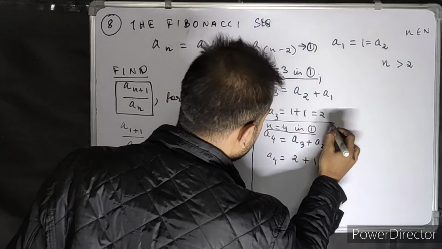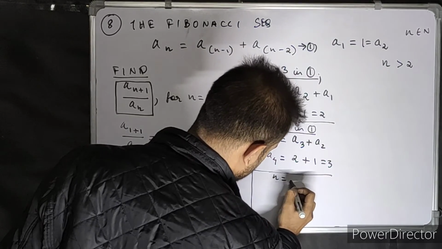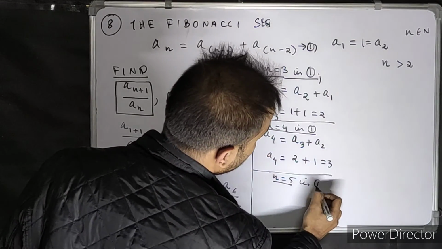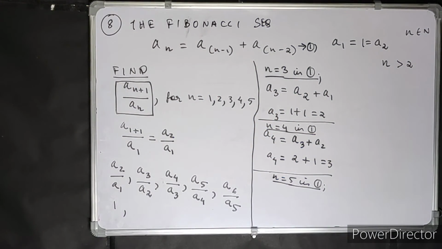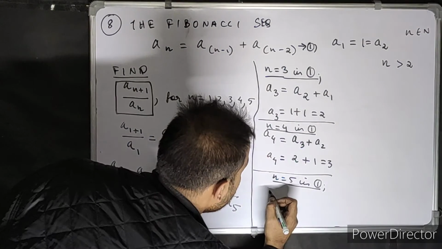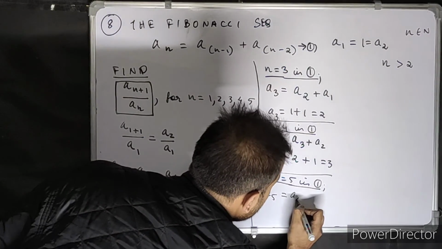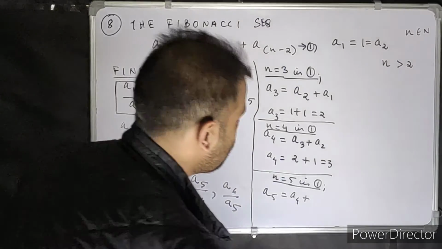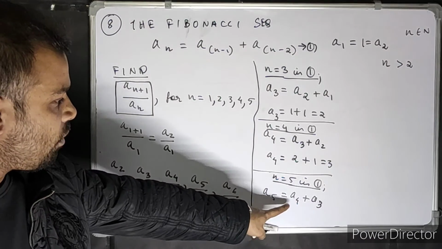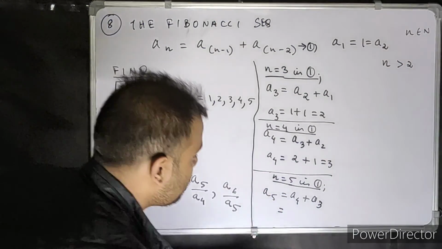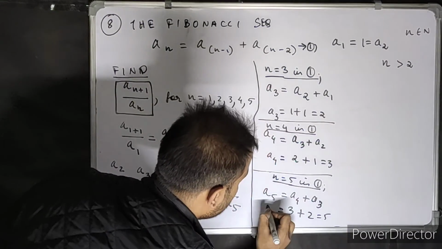Okay, again, next, n is equal to 5. n is equal to 5 in 1. 4 we are done with, right? 3, 4, yeah. n is equal to 5 in 1. So in 1, when you put 5, then you have A5 is equal to 5 minus 1, that is 4, A4, plus 5 minus 2, that is A3. Okay, so what is A4? A4 is 3, plus A3 is 2. So that's my 5. A5 is that.